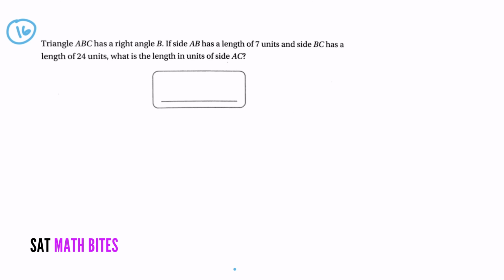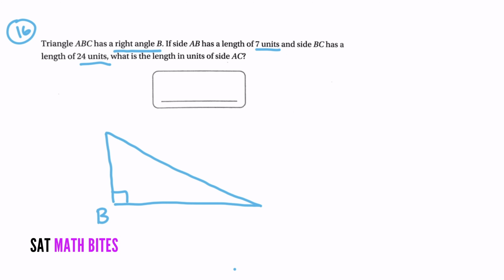In problem number 16, we have a triangle, and we know it has a right angle B, and we have lengths of 7 and 24. So let's draw a diagram. And we know the right angle is B, so we'll put B over there. AB has a length of 7 units, so that's the shorter one. This is 7. And BC has a length of 24 units. That's the longer one, longer leg. And we have to find the length of AC, which we'll call X.